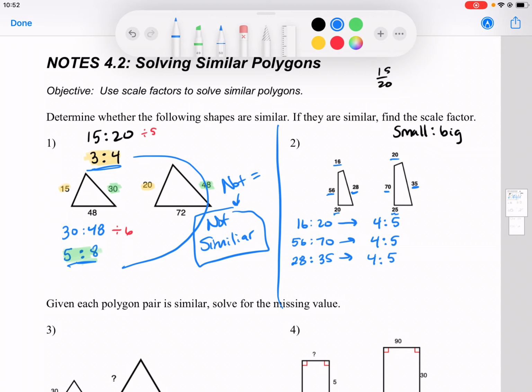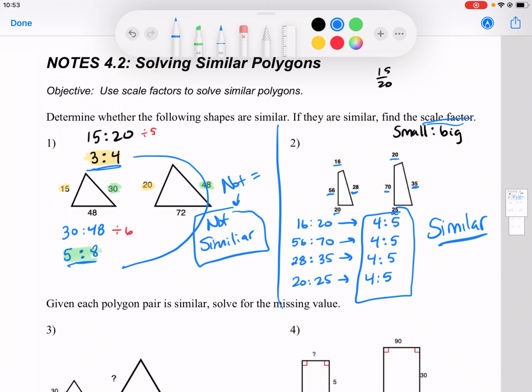So 20 to 25. Both of those are divisible by 5. When you divide 20 by 5, you get 4, and 25 divided by 5 is 5. So they're all the same. In fact, that's your scale factor, so you already find it when you do this. And you're going to go ahead and say these are similar. Great.